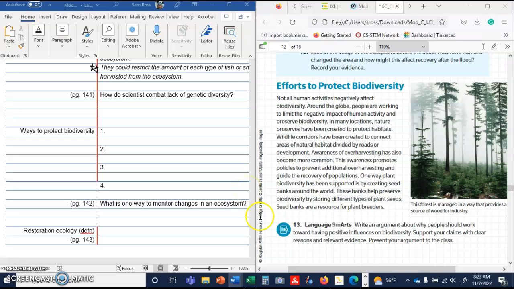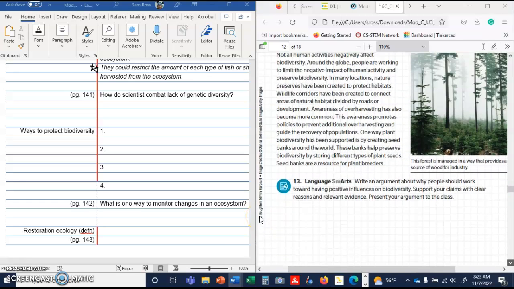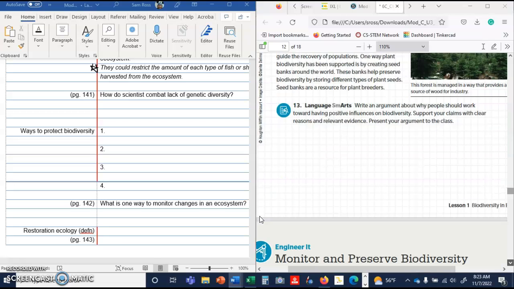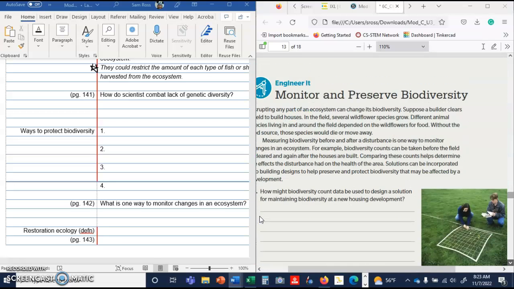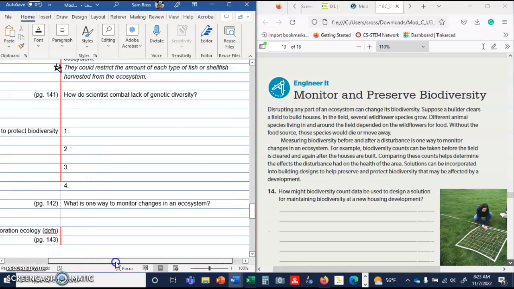What is one way to monitor changes in an ecosystem? So that looks like it's on the next page. Is it going to let me? Okay. One way to monitor changes in an ecosystem. Measuring biodiversity before and after a disturbance is one way to monitor changes in an ecosystem. So let me say that again. Measuring biodiversity before and after a disturbance is one way to monitor changes in an ecosystem.